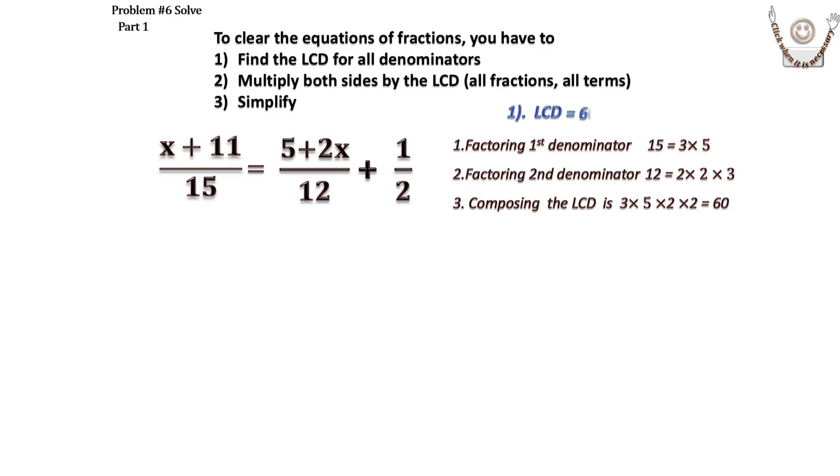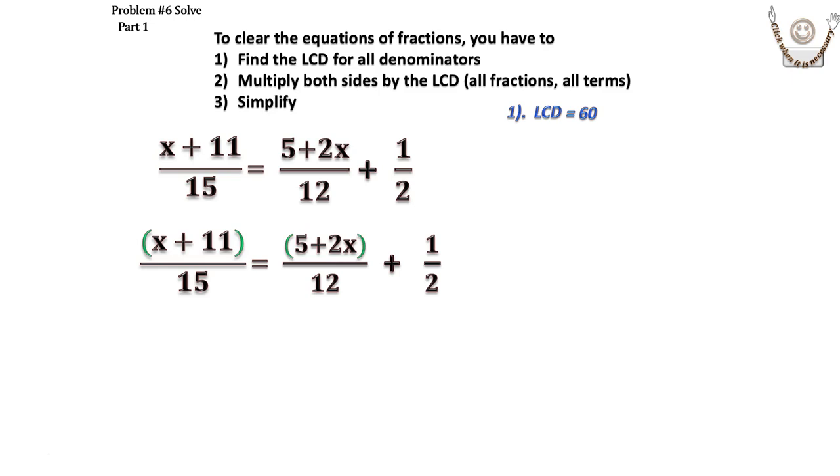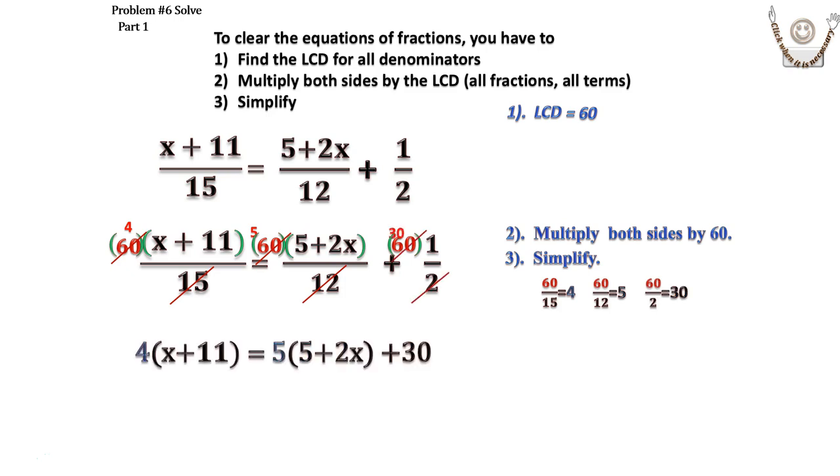After that, we multiply all fractions on both sides by the least common denominator, which is 60. And if you have a numerator with more than one term, use parentheses, otherwise you will make a mistake. Let's simplify. 60 over 15 is just 4, 60 over 12 is just 5, and 60 over 2 is 30. As a result, we have an equation without fractions. It's an equivalent equation. It will have the same solution, but only a better appearance.